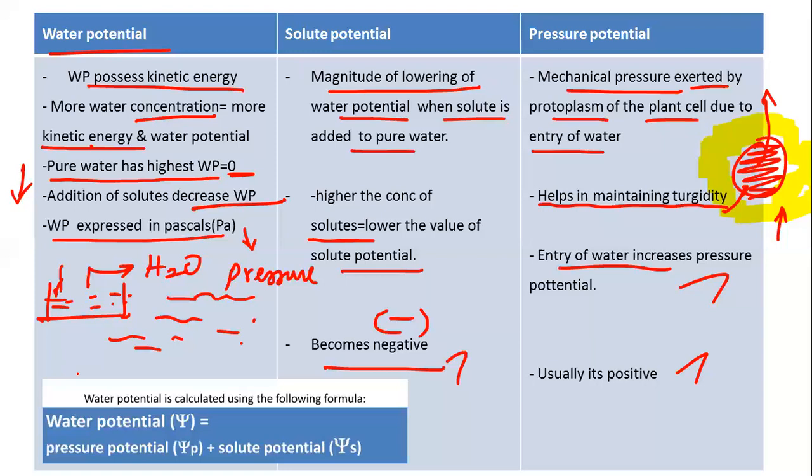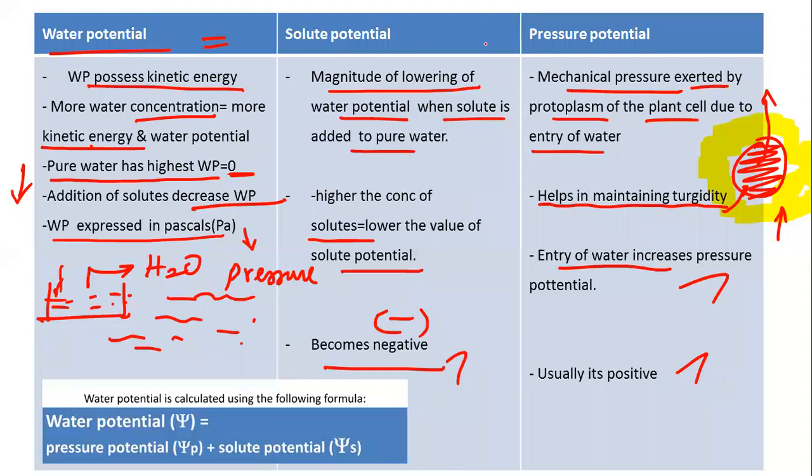When the water enters inside the cell, the pressure will be increased, and that is called pressure potential. So to find water potential, we need solute potential as well as pressure potential.